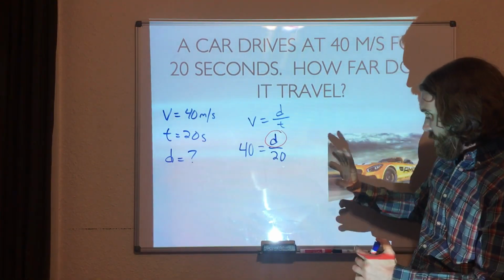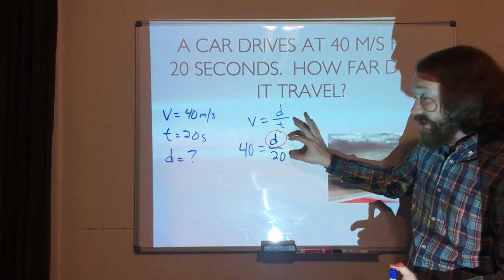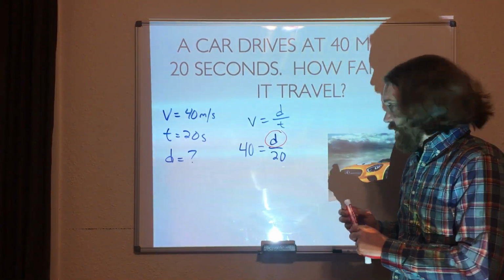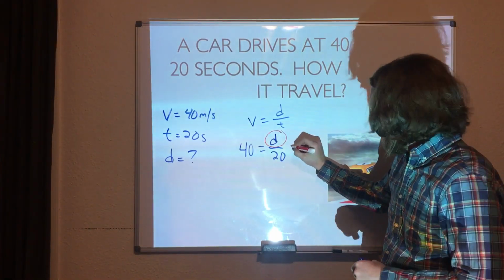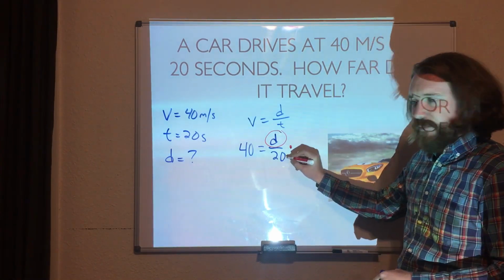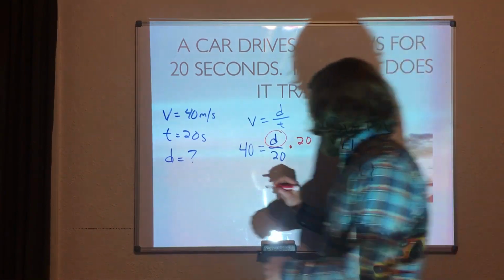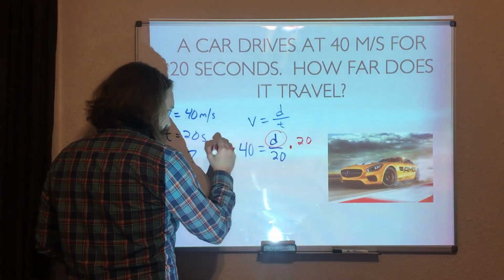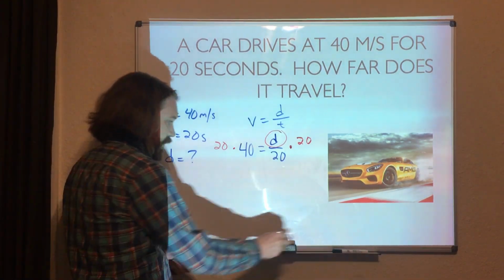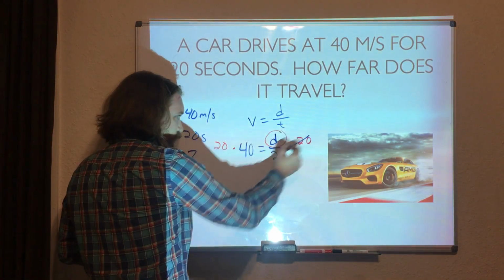So we look at it. What operation do we see? We see division. So what do? Well, we do the opposite of division. And the opposite of division is, you guessed it, multiplication. And you always multiply by the number on the bottom. So I'm going to multiply this side by 20, which means I got to multiply this side by 20. Okay? This gives me 20 divided by 20 is 1.